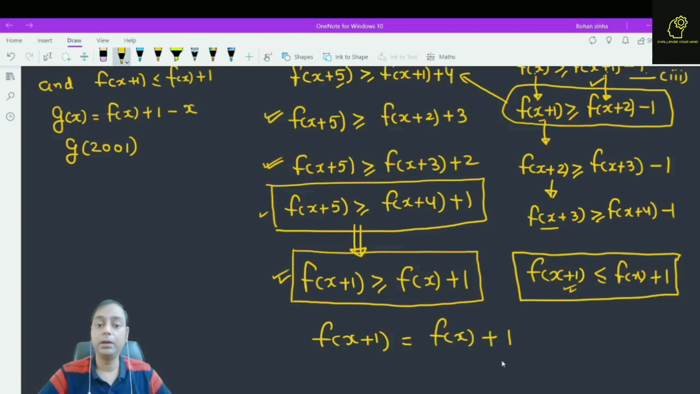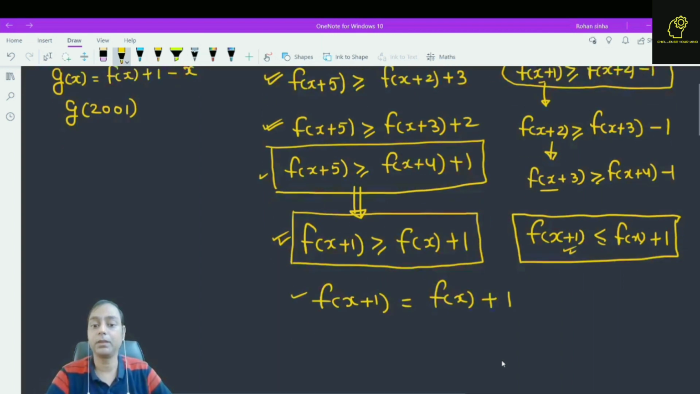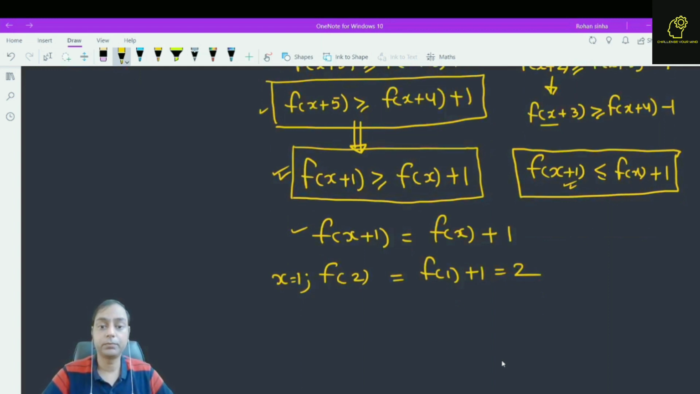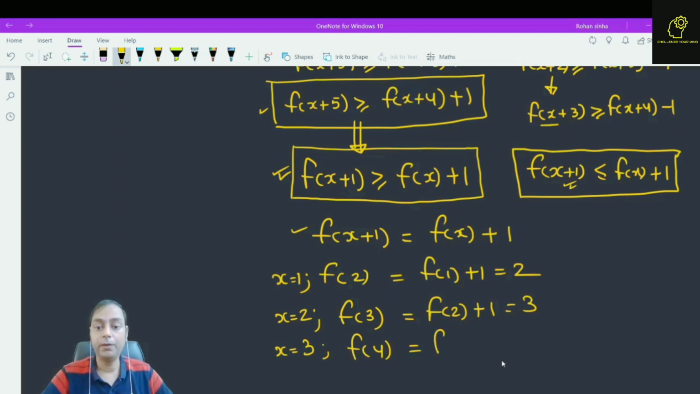So this means the two conditions hold only when f(x+1) is equal to f(x) + 1. Now what is f(1)? f(1) is 1. So what is f(2)? Putting x as 1, we find f(2) is equal to f(1) + 1, which is equal to 2. What about f(3)? If you put x as 2, f(3) is equal to f(2) + 1, which is 3. And what about f(4)? If you put x as 3, f(4) is equal to f(3) + 1, which is equal to 4.